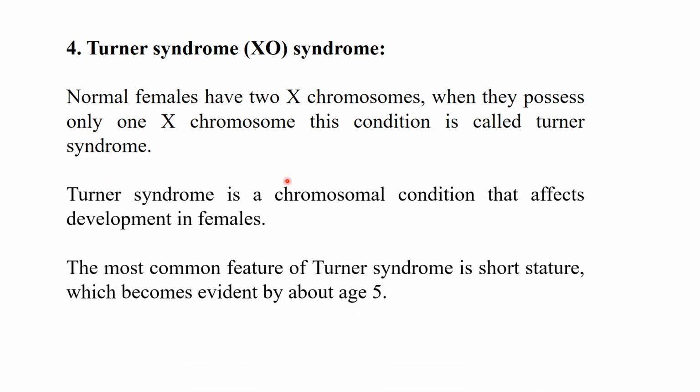Turner syndrome is a chromosomal condition that affects development in females. The most common feature of Turner syndrome is short stature, which becomes evident by about age 5. 5 year की एज में ये evident हो जाता है. जो फीमेल होती है उसका जो कद होता है बहुत छोटा रह जाता है.